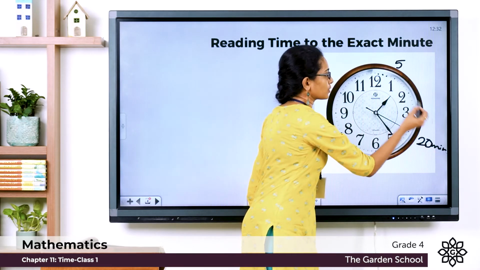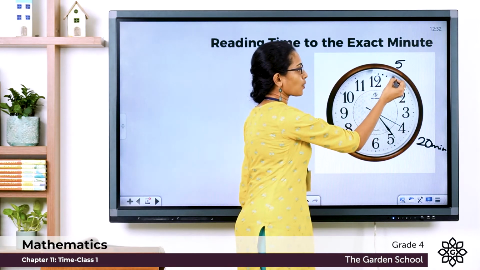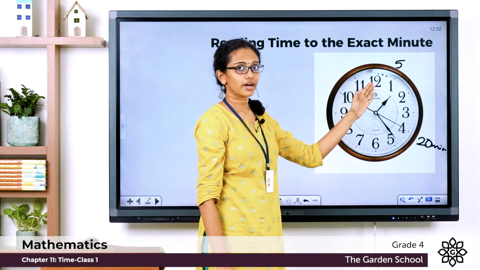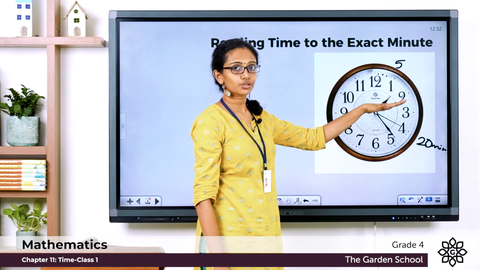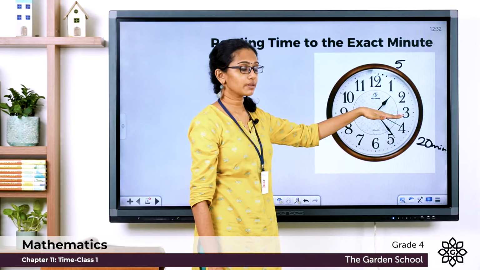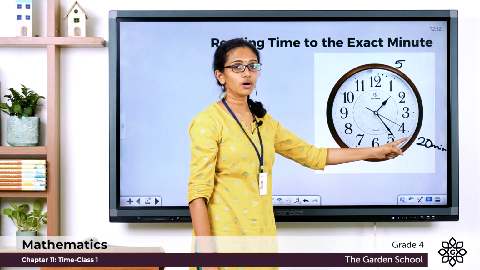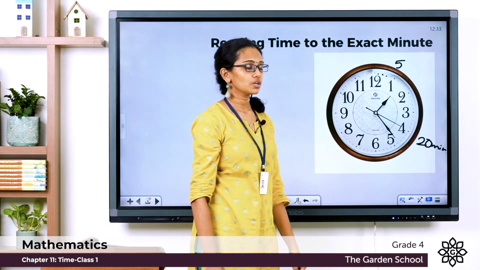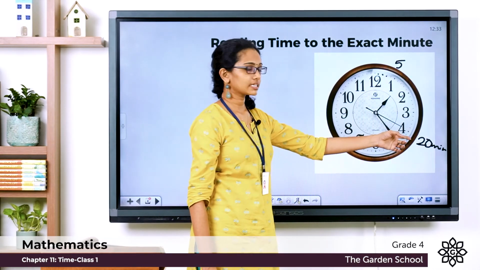Why? Because when the minute hand is pointing to 1, it means 5 minutes. When the minute hand is on 2, it means 10 minutes. When the minute hand is on 3, it means 15 minutes. And when the minute hand is on 4, it means it is 20 minutes. So at 4, it means it is 20 minutes.